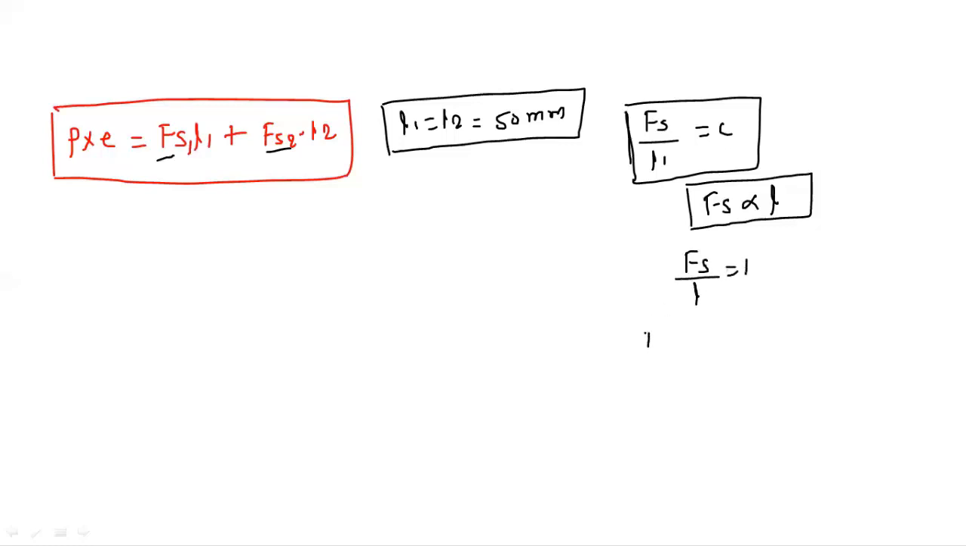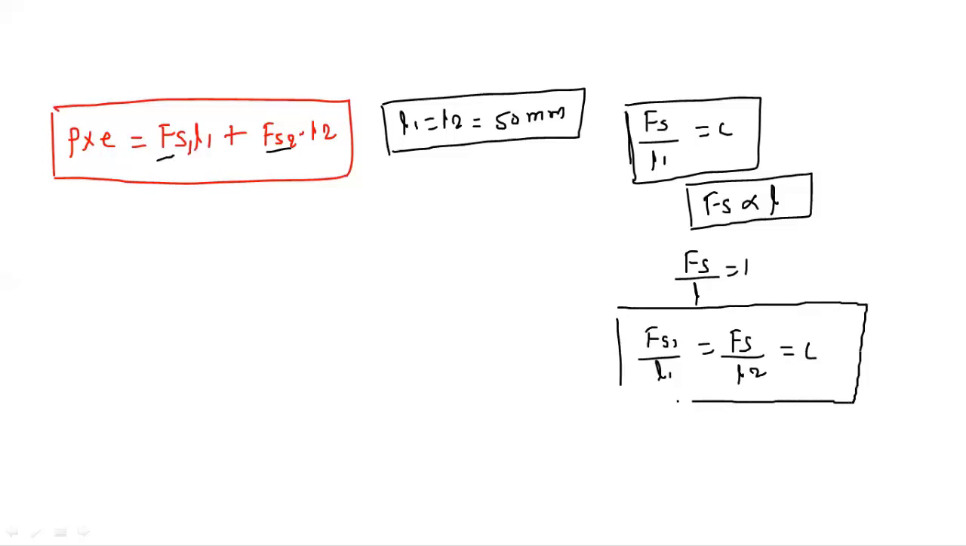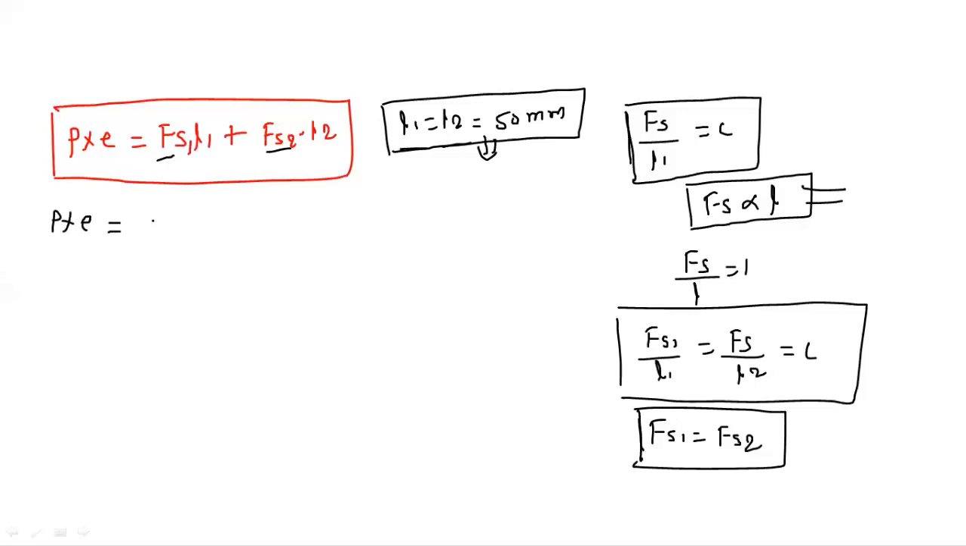So can I write Fs1 upon L1 is equal to Fs2 upon L2? Yes, I can write. So in this question, L1 and L2 are the same, given as 50 mm. So can you say Fs1 is equal to Fs2? Yes, my dear friends. If the distances are equal, then the values will be the same. Here L1 and L2 are the same from the center of gravity, so Fs1 and Fs2 will be the same. So very simply we can say P into E is equal to 2 Fs1 into L1.